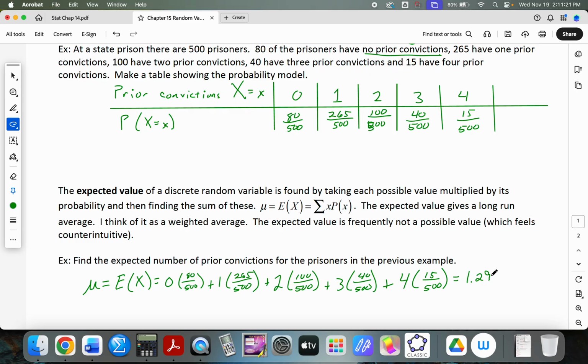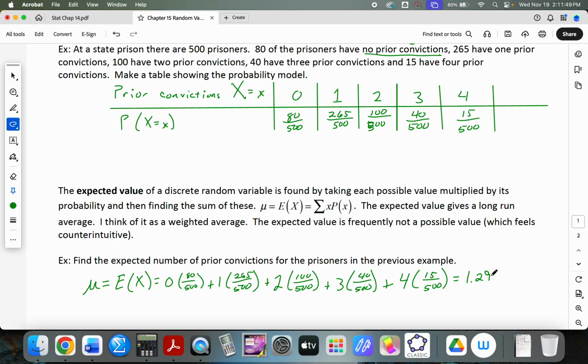Because you're never going to get someone that has 1.29 prior convictions. Exactly. Now, in the long run, as a group, the average is they have 1.29 prior convictions. So that's why I feel like the mean or the expected mean is a better way to say it, but it's called the expected value.